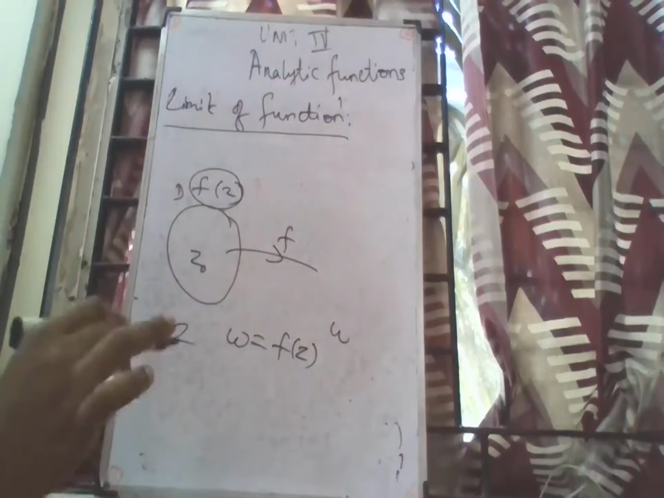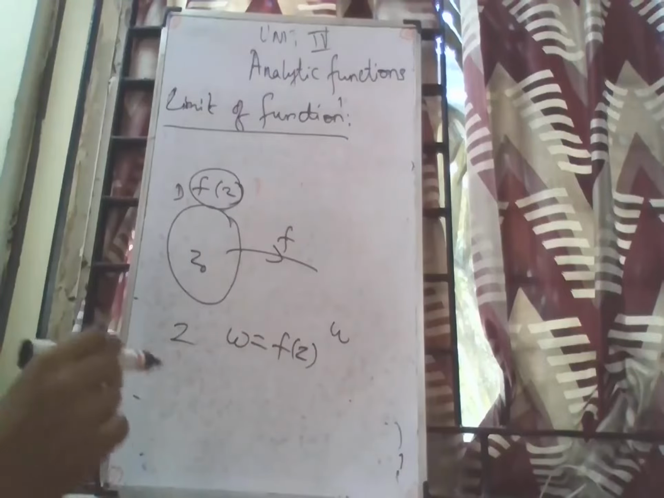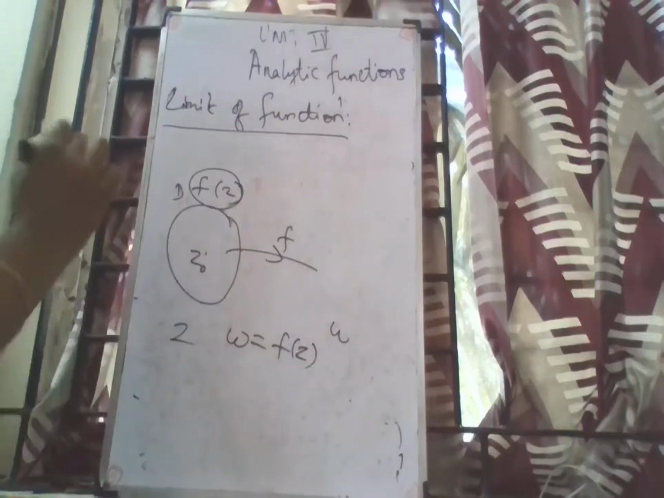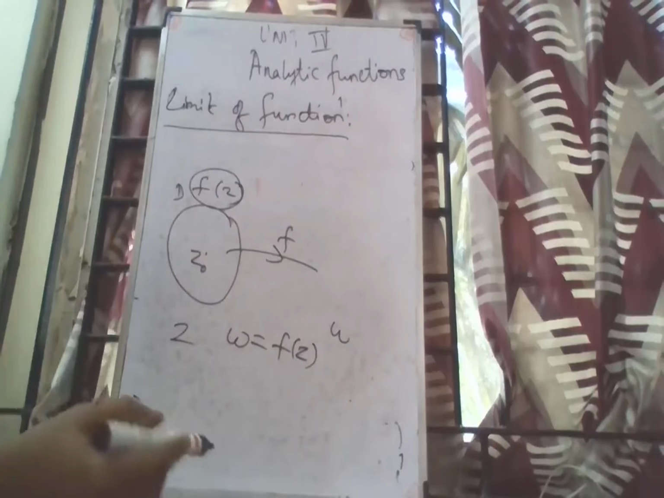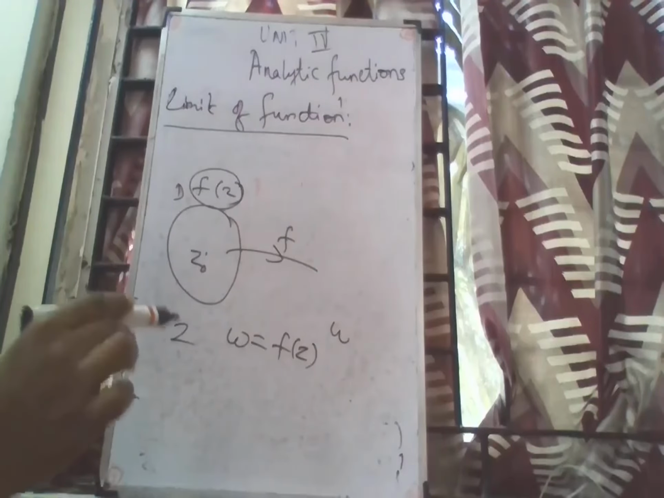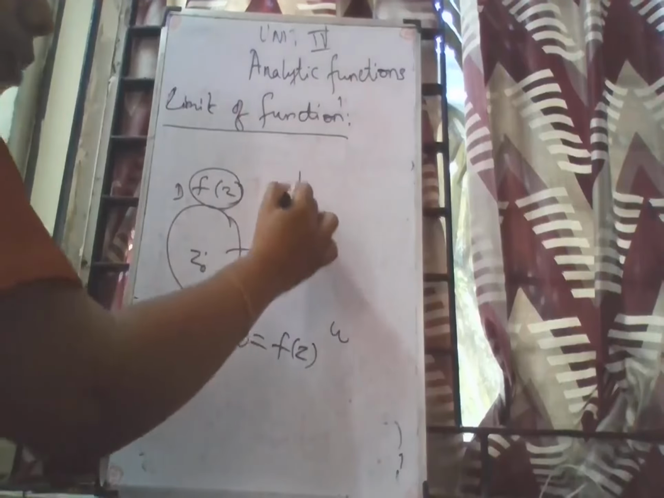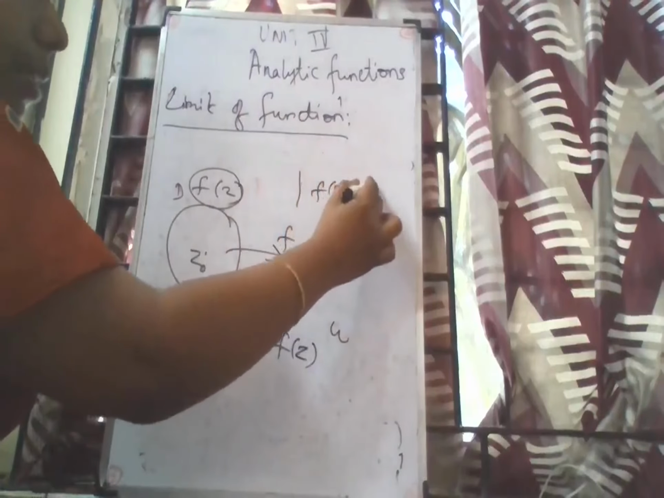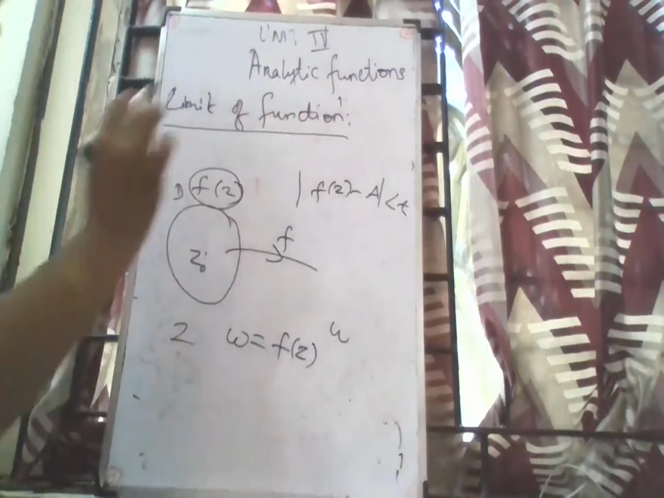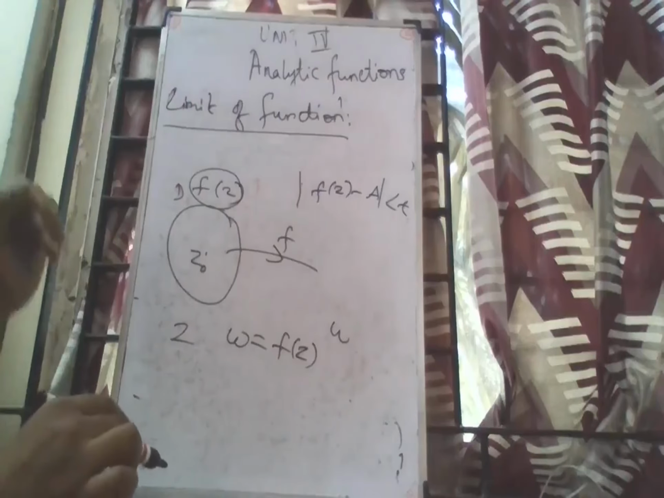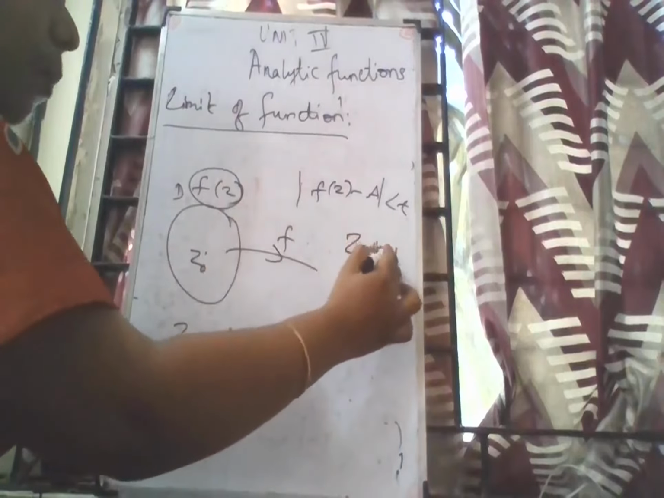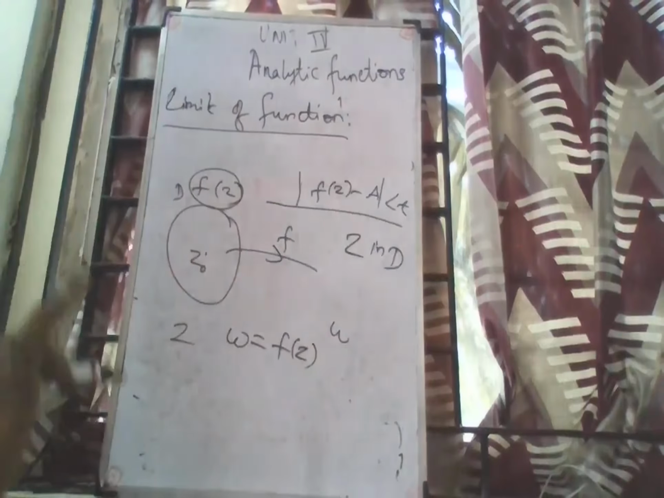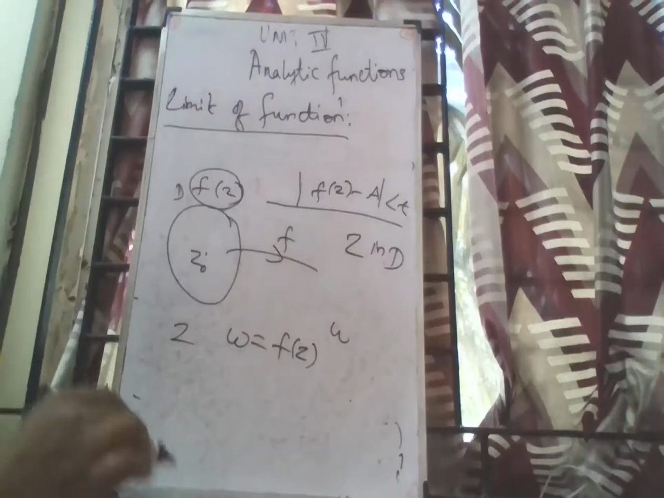Then A is said to be a limit of f of z at z naught if for every epsilon greater than 0, there exists a delta greater than 0, such that modulus of f of z minus A is less than epsilon. So this is the definition in math. For all z in domain D, it should satisfy this condition. Then we call this the limit of a function.